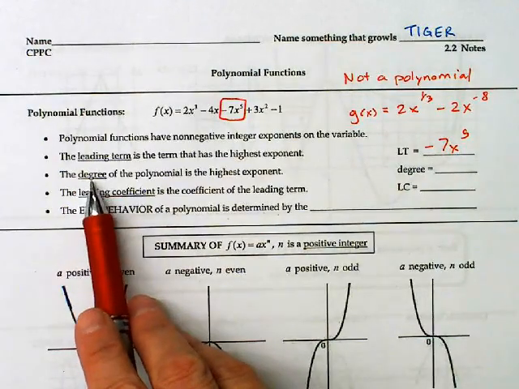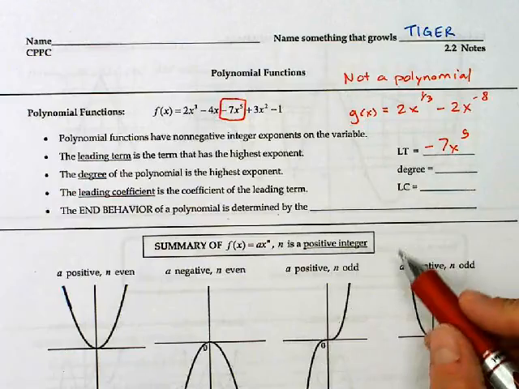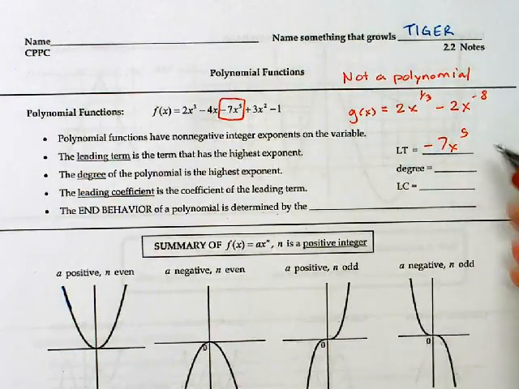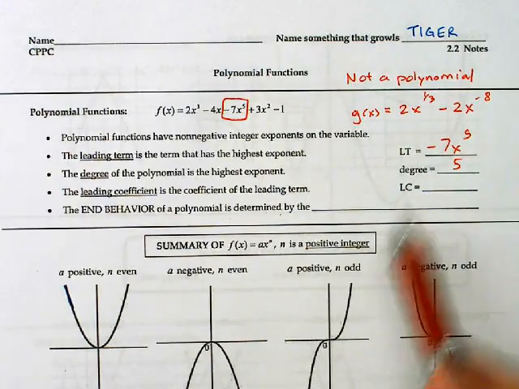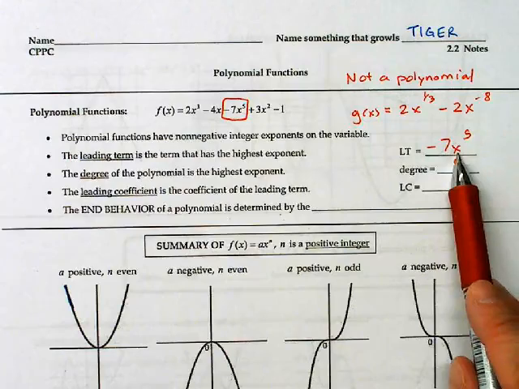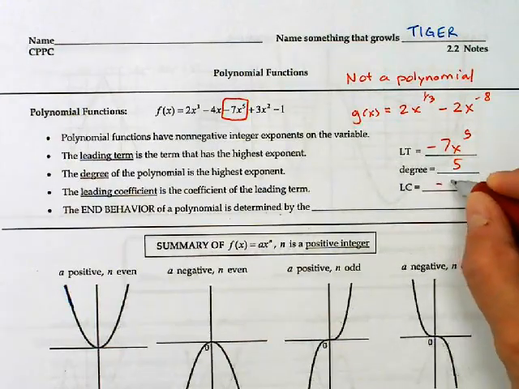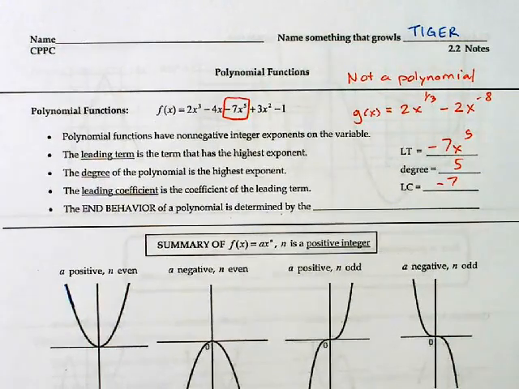Okay, the degree, let's remember what that means. That is just, well, identify the highest exponent. So we will just record a 5 here. That is a 5th degree polynomial function. Leading coefficient is the value in front of x to the 5th, and that will be a -7.